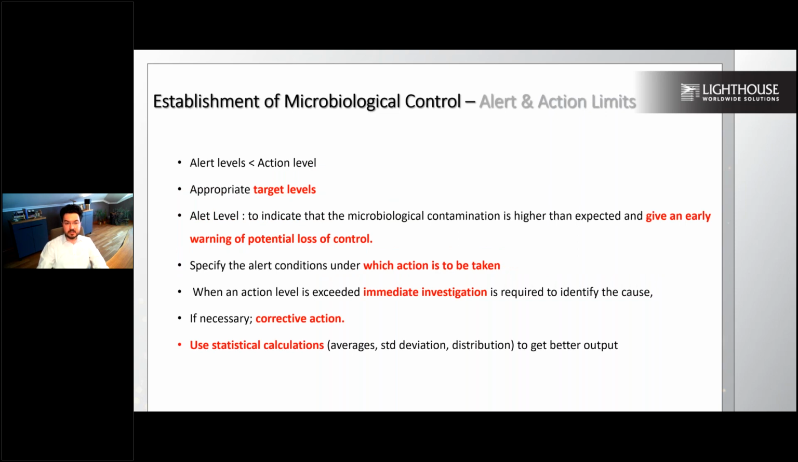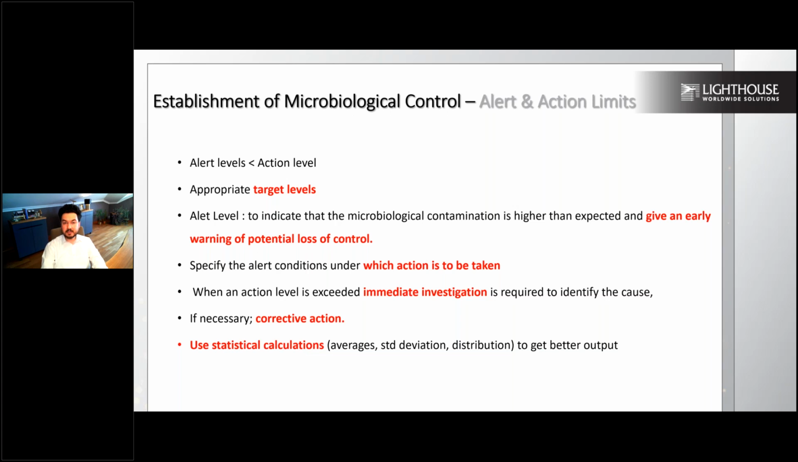Okay, alarm and action limits. First of all, alert levels will be lower than the action levels, like we have in our microbiological particle monitoring systems, as well as here in microbiological sampling. Appropriate target levels are important. If you set low levels, it will give you a lot of flags coming out of your system. This ends up with more interference with the production and introducing more microbiological agents into the production line. Alert levels here indicate that the microbiological contamination is higher than expected and give an early warning of potential loss of control.